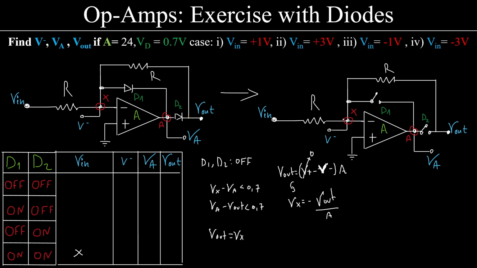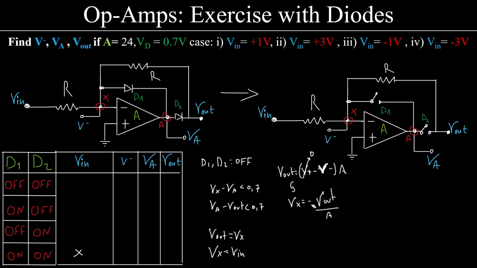But also notice that if no current flows over here, and since no current flows inside the input, the first golden rule of the op-amps, that means that also no current flows here, or from here to here. That means also that Vx is equal to Vin.